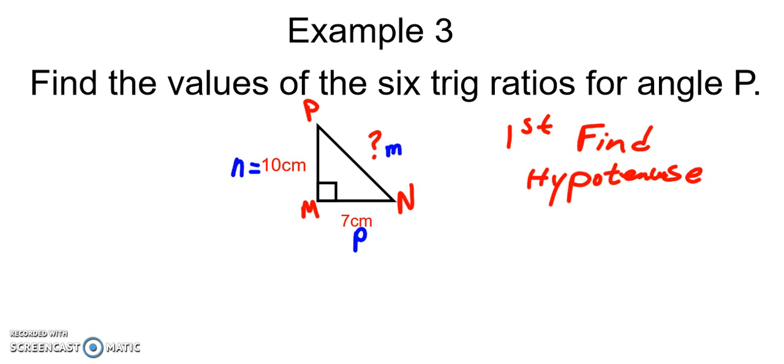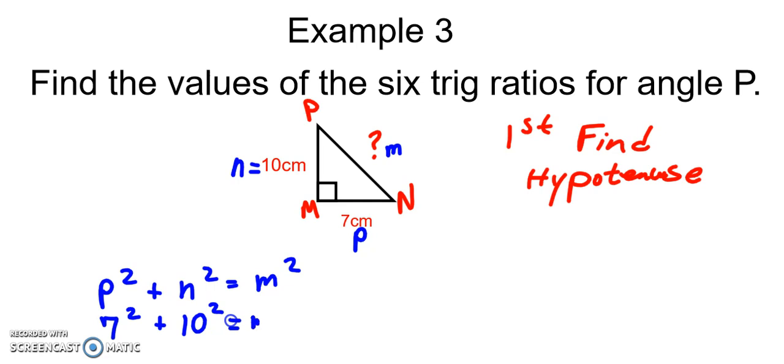So when we do it, we should be able to figure out that P squared plus N squared equals M squared. And again, it doesn't matter on this side as long as you just have both the 2 legs over there. All right, so with that, if we were to do this, we know N is 10, so 10 squared. P is 7, so 7 squared. That's going to equal M squared.